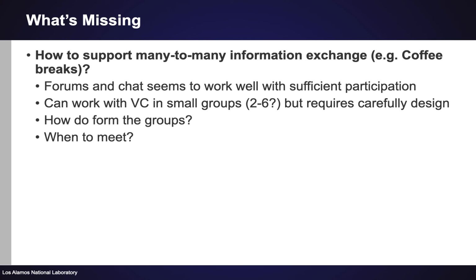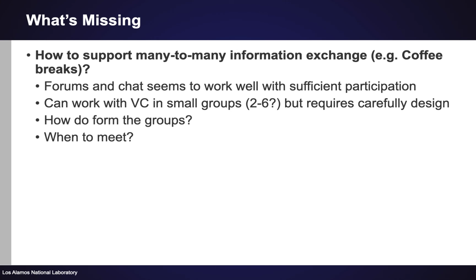So what's missing from these online events? I think the primary one is how do you support many-to-many information exchange across folks? For example, what you have at the coffee breaks of a typical academic conference. Forums and chat seems to work well with a sufficient level of participation from the users. If no one's participating, it's not facilitating any many-to-many communication. It seems that video conferencing can work in small groups, like say 2 to 6 people, but this really requires careful design to make sure it works. When you reach a certain critical number of people, only so many can talk effectively in a many-to-many format, whether it be in person or online.